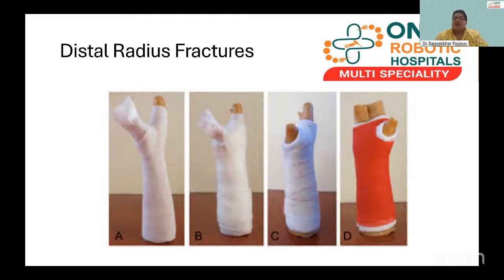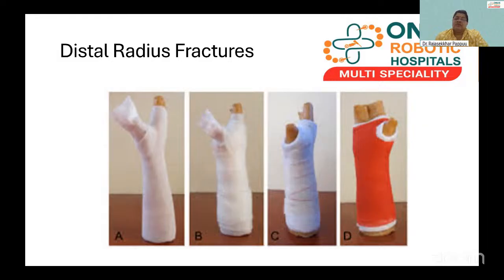Then you land up in a situation where you start developing severe pain. That is one of the complications of the distal radius fracture. It might happen even without massage, but if you do a massage after a distal radius fracture, you will almost certainly land up in pain in the wrist. That is called reflex sympathetic dystrophy.